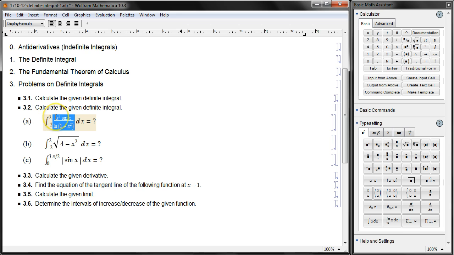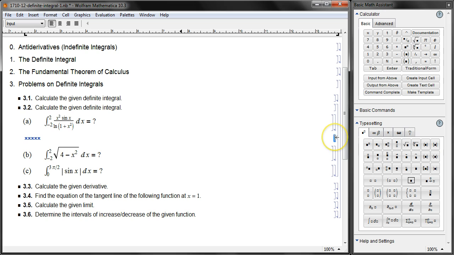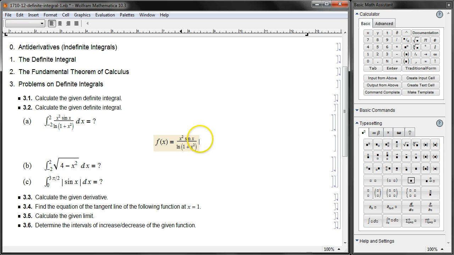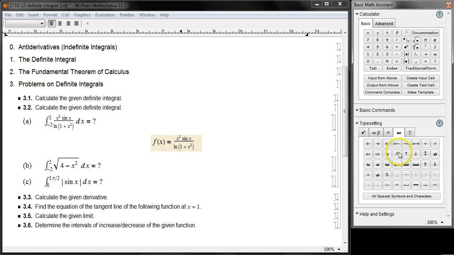Please note that this function is an odd function. X squared is even, and this is an even function, so added up, that's even, and sine of x is an odd function. More precisely speaking, I'm talking about something like this. Let me name f of x as this one, the integrand. Then, please note that f of negative x is equal to negative of f of x.